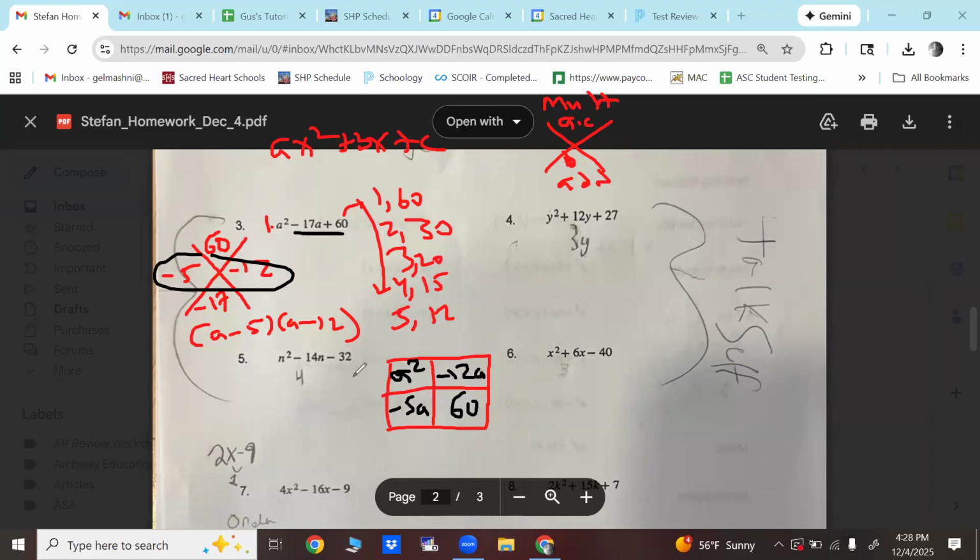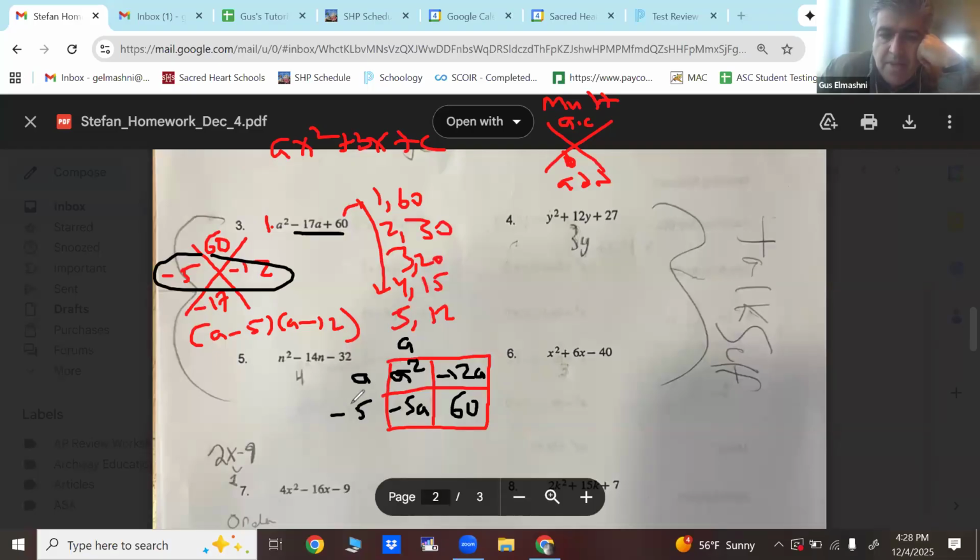Then of course you ask yourself, what multiplies to a squared? A and a. So put a and a on the outsides. And then this has to be a negative 5, because a times negative 5 is negative 5a. This has to be a negative 12, because a times negative 12 is negative 12a, and negative 5 times negative 12 is 60. So it's a minus 5, a minus 12 still.